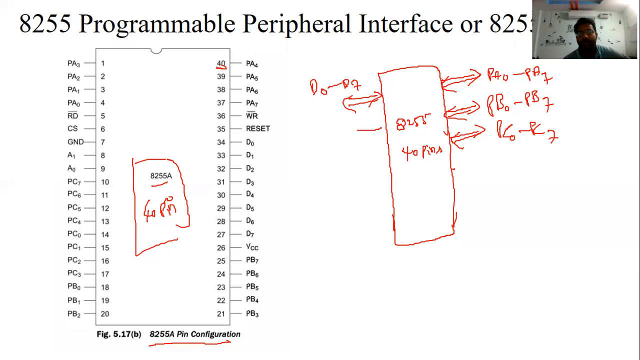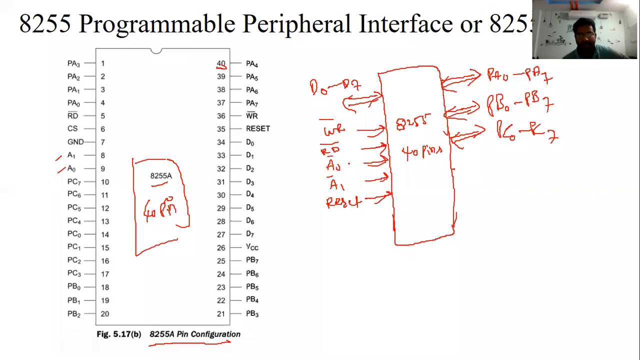One pin is WR bar. The other pin is read bar. Another pin is A0. Then the other pin is A1. You can see these pins. Then another pin is reset. Why am I drawing this side? This side is connected to the microprocessor.